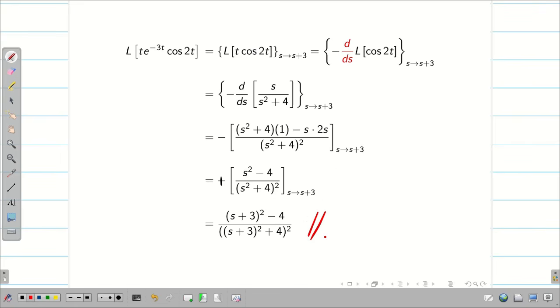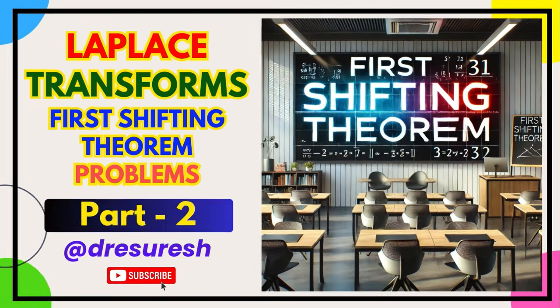So in this session we learned how to solve the problems when we have multiplication of t power n with f of t.